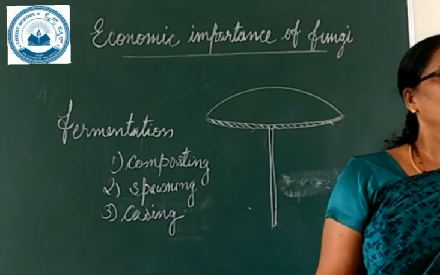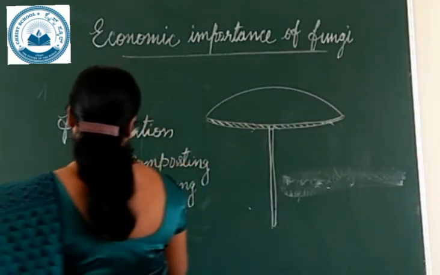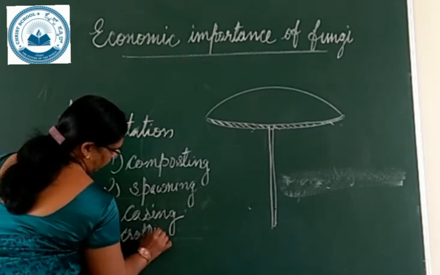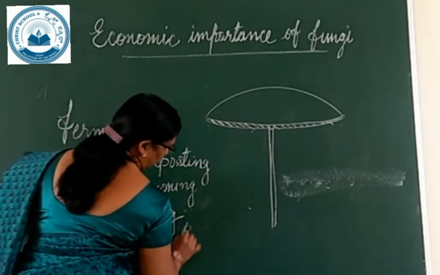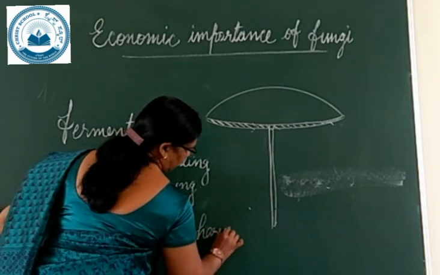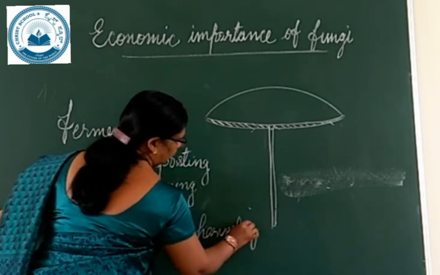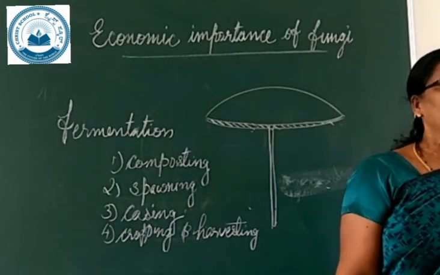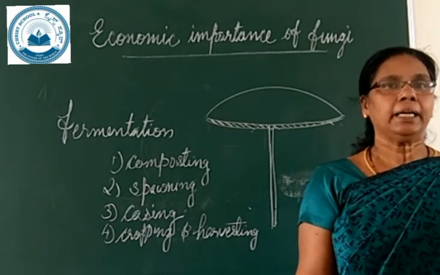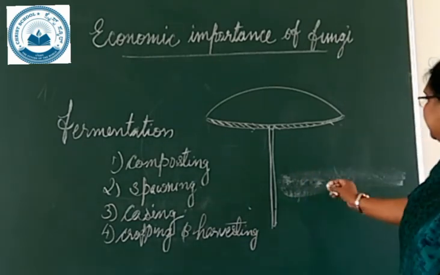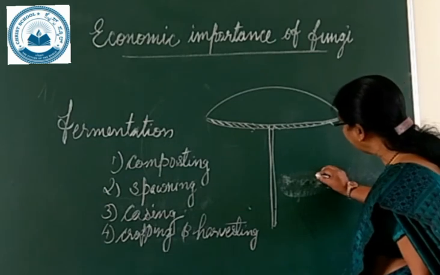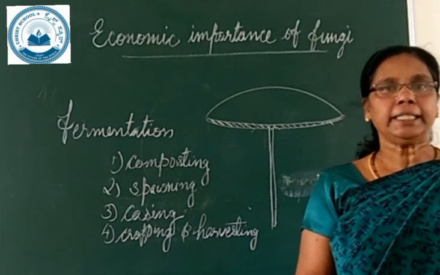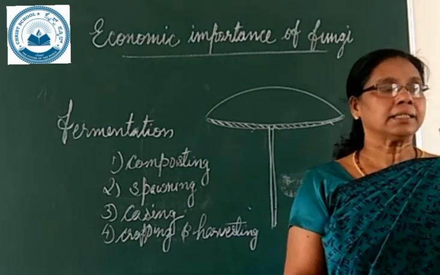Next, the fourth stage is called cropping and harvesting. From the name itself you know that when the mushroom appears, first you see a pin, just like a pin's head. This is a substratum, a very small point like a common pin, you know. It has a very small head region. Just like that it has come out.